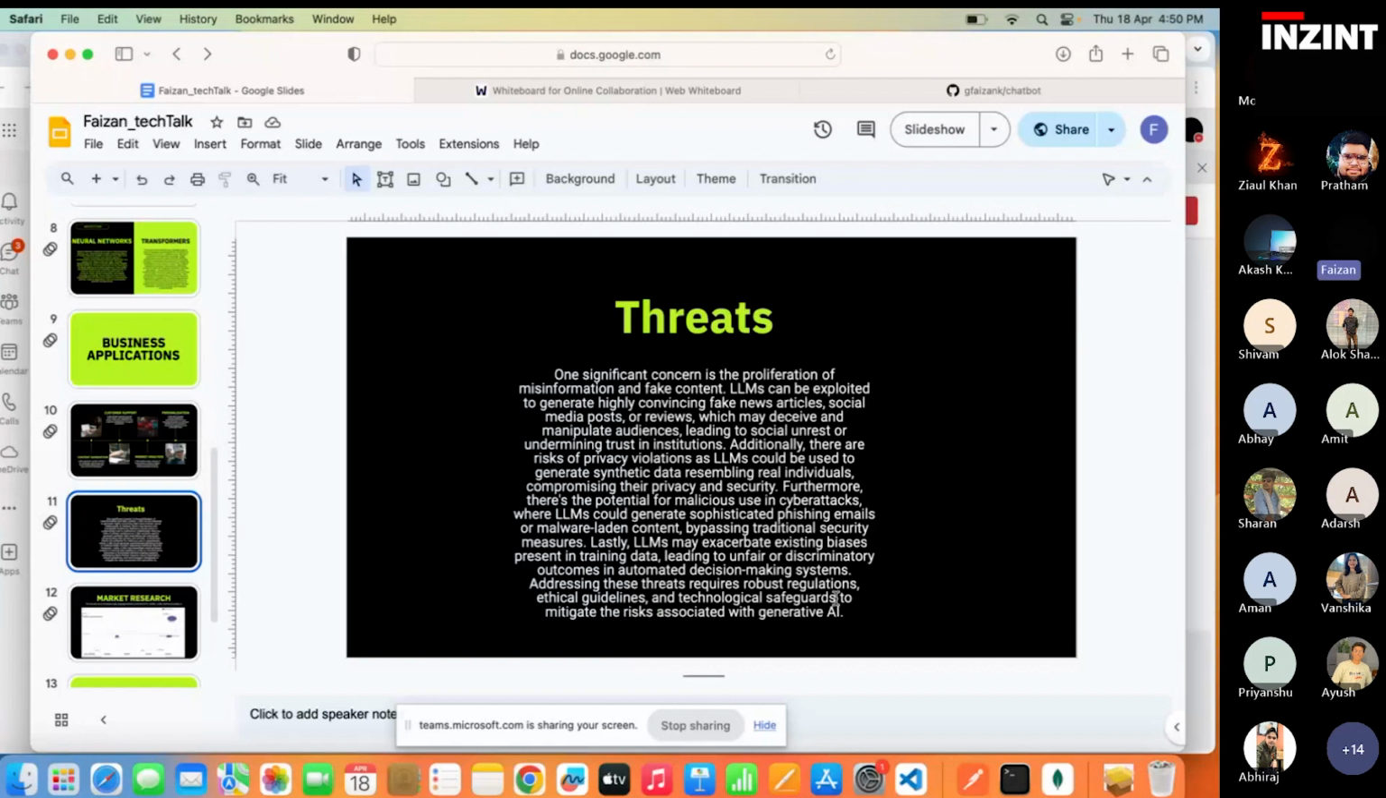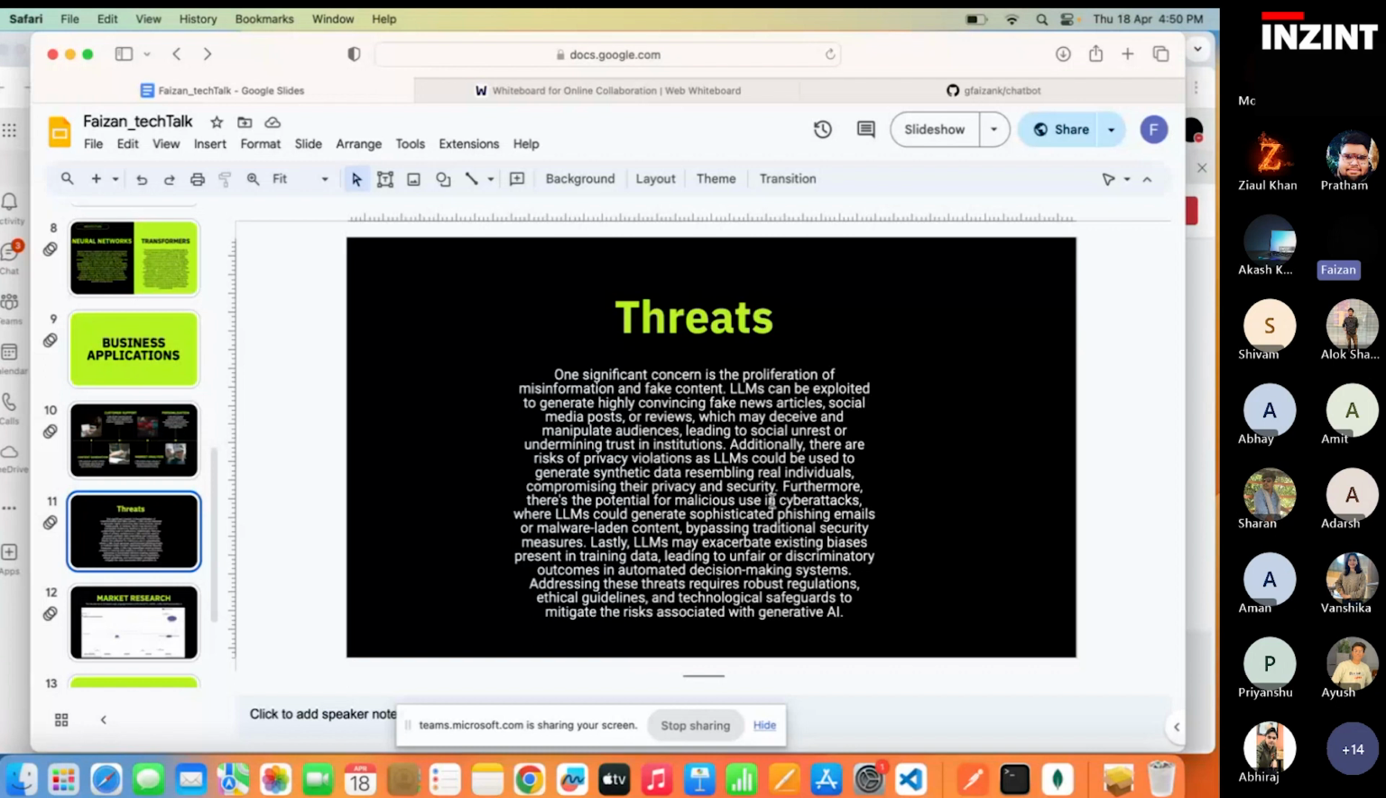Exactly. So to combat these threats, there are three major techniques that we can use. First is regulation and oversight. Second is ethical AI practices, and we can also put some technological safeguards in place to mitigate the risk. By regulation and oversight, I mean implementing robust regulations and oversight mechanisms which can control the threats posed by generative AI.